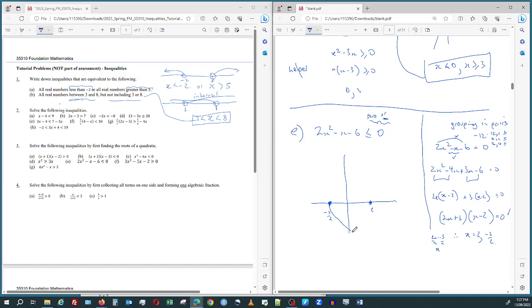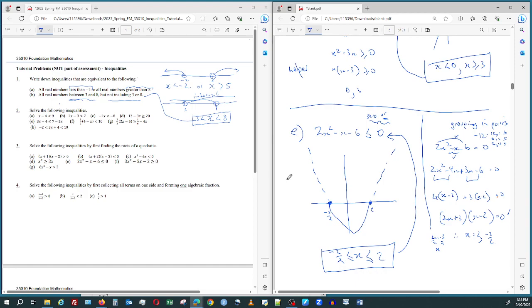So it'll come down and swoop down a bit more, come back up, and we're not interested in the positives. We only want the negatives. So this interval will be minus 3 on 2 included and 2 included. So that is the solution to this particular inequation. So getting these out, quite an interesting challenge. Now that's the last time I'm going to entertain you with factorising, because we're going to do it the long way.